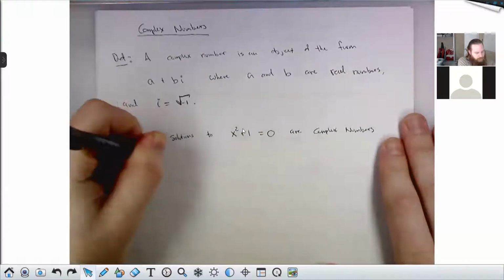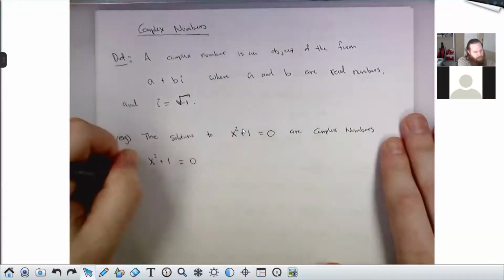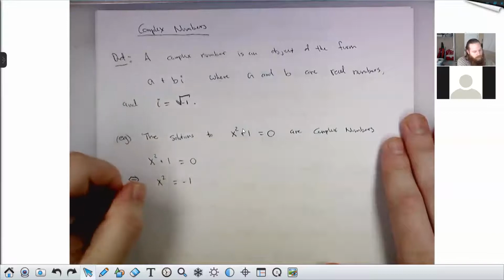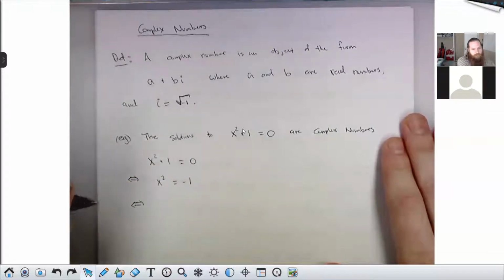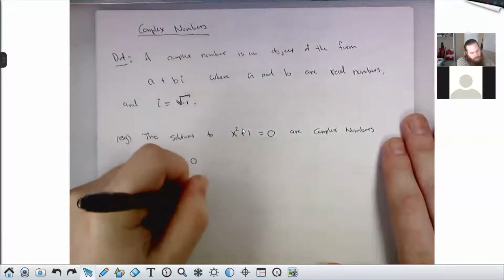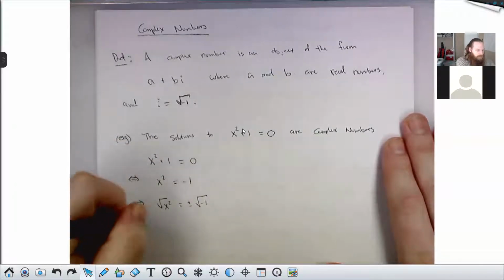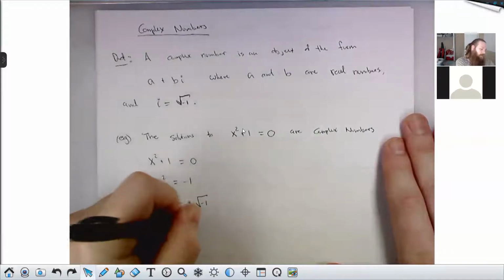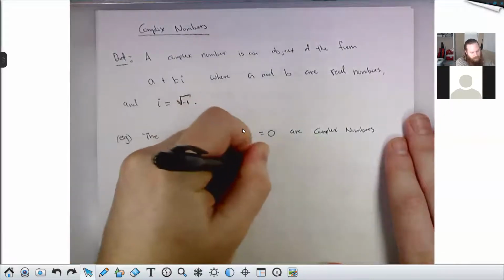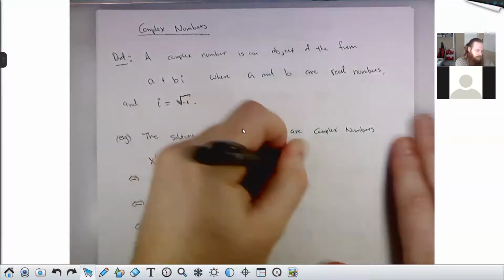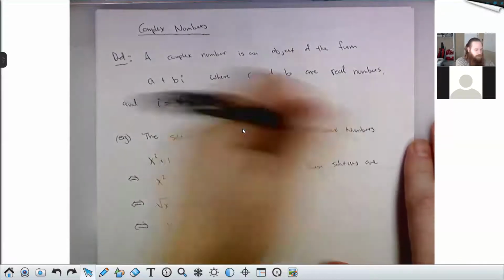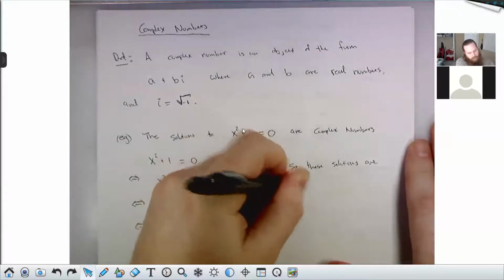So I can solve this one by taking square roots because there is no x term. It's just an x squared and a constant. I subtract 1 from both sides like that. And now I take square roots. On the right-hand side, I get plus and minus square root of -1. So I have here x equals plus and minus the square root of -1. And remember, this is the number i. So these solutions are x equals plus and minus i.